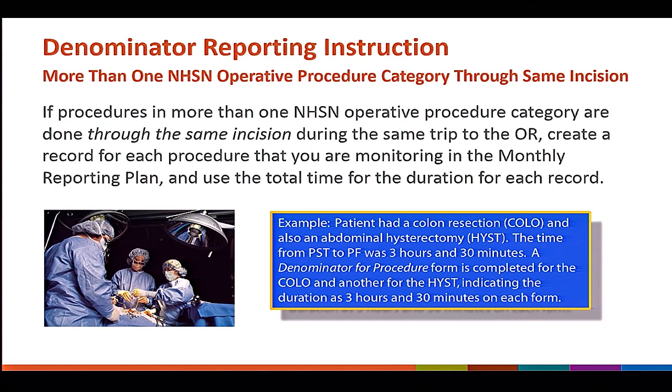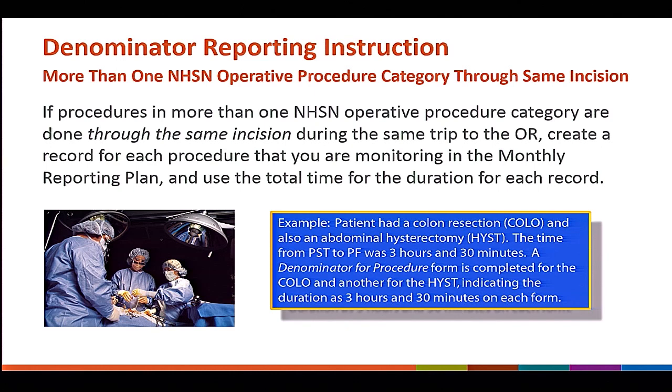I'd like to highlight a few of the denominator for reporting instructions. The first one we're going to talk about is denominator reporting instruction number 4, duration of the procedure when more than one category of NHSN operative procedure is performed through the same incision. So if procedures in more than one NHSN operative procedure category are done through the same incision during the same trip to the OR, you would create a record for each procedure that you're monitoring in the monthly reporting plan, and you would use the total time for the duration for each record.